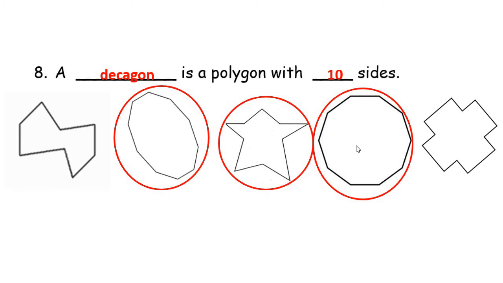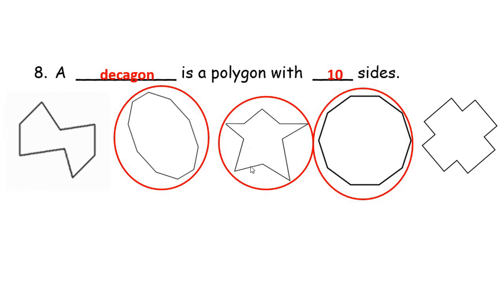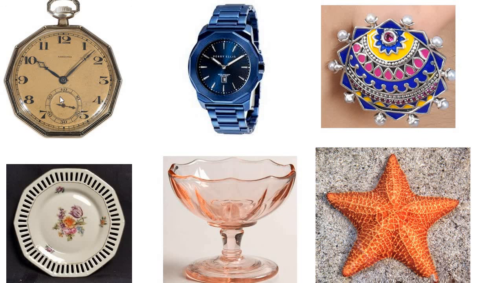So you should have circled these 3 as examples of decagons, and this last one here would be an example of a regular decagon because all the sides and angles are congruent, are equal to each other. Examples of decagons in real life, the main one is a star. So a star in real life, and then it's often used for bowls and plates.